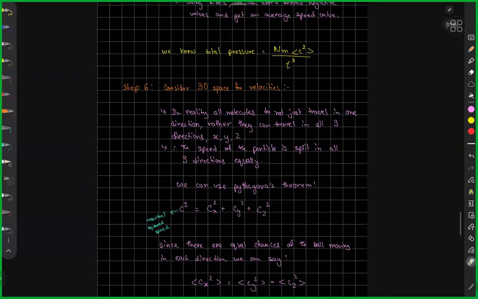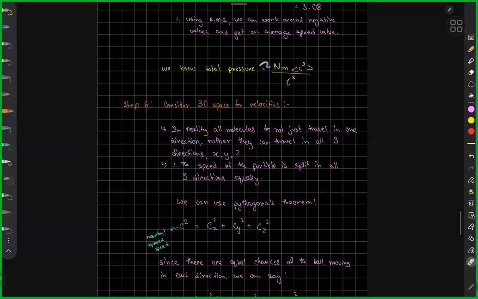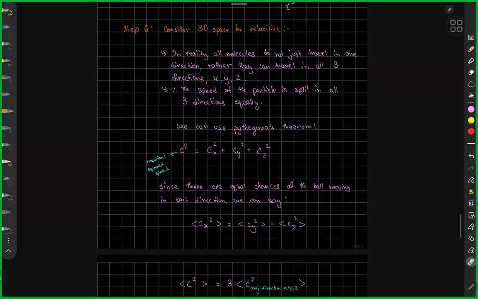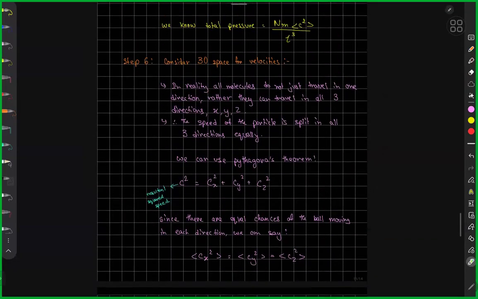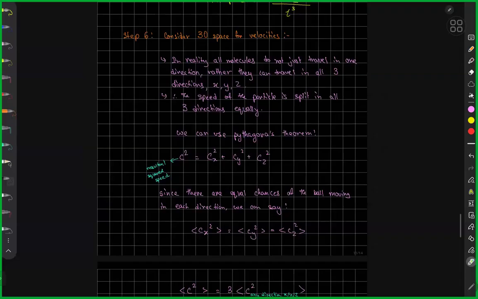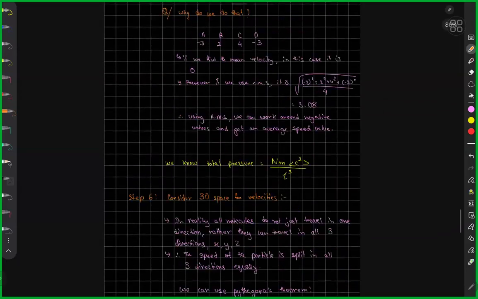Now, if we all understand and are on the same page with this pressure formula, we do the next thing, which is we consider 3D space, as you said right now. The particles don't just travel in one direction, they can travel in all the 3 dimensions. So, okay, where is the box? I have a box over here.